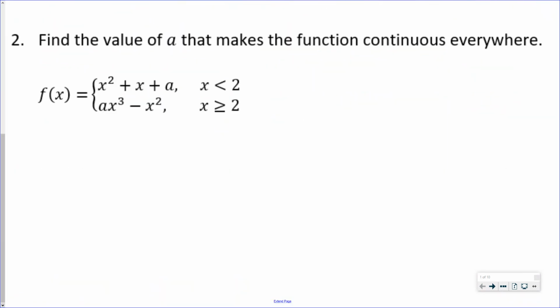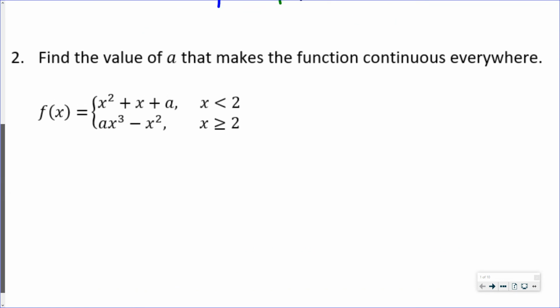Talking about continuity now. We just did a couple like this. Find the value of a that would make this function continuous everywhere. Bell's probably going to ring soon, so just finish this up. We can go over this as a warm-up on Monday. And I'll be making sure that you're working on your 1.4 book work.